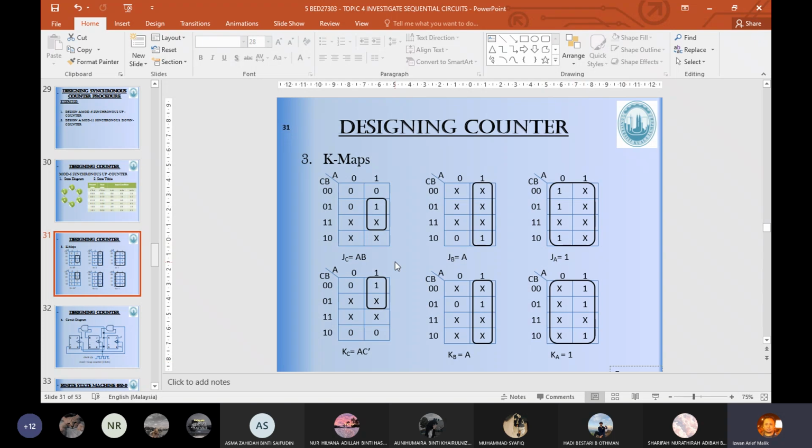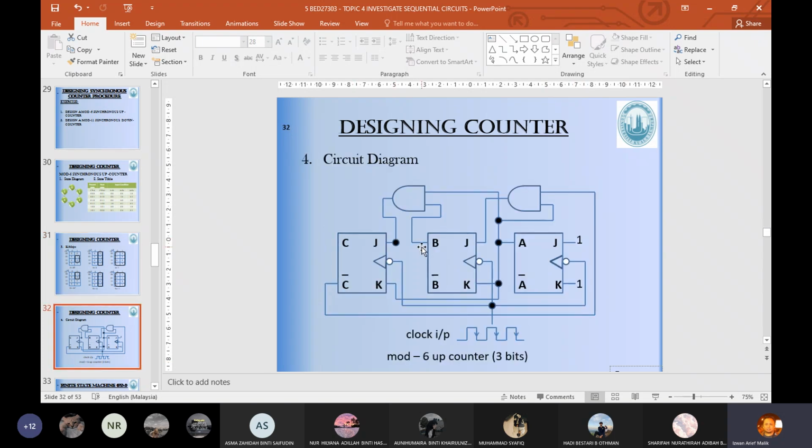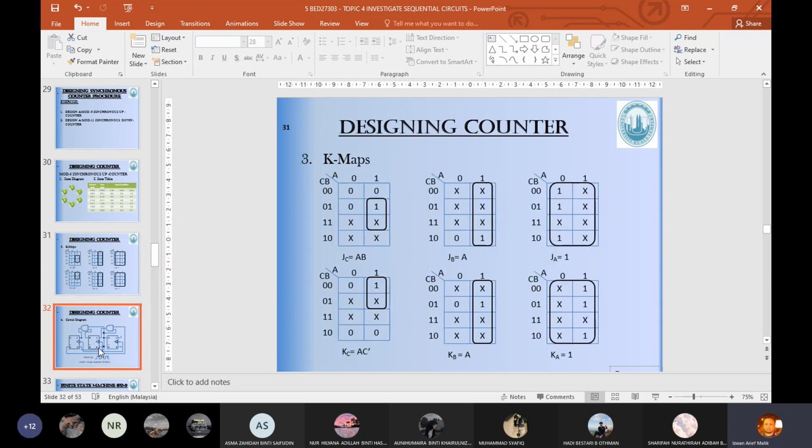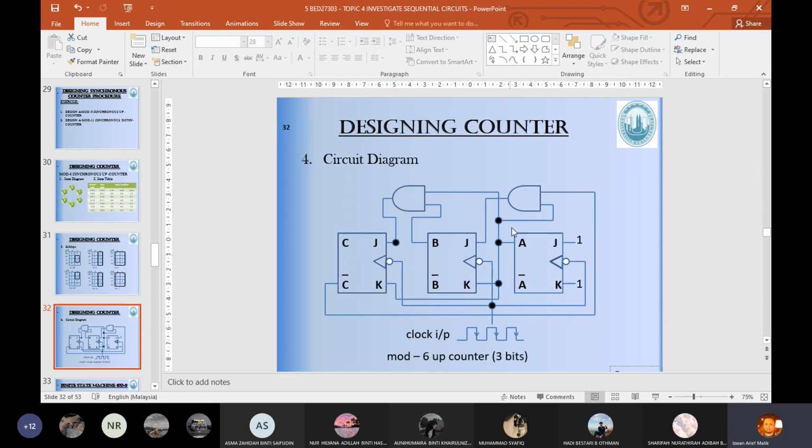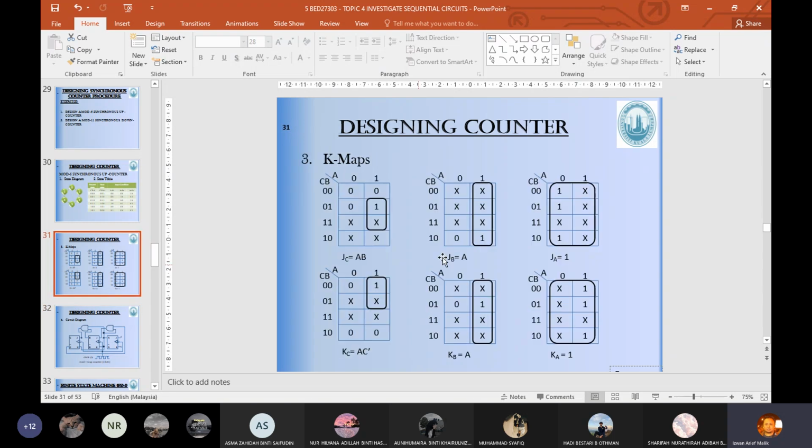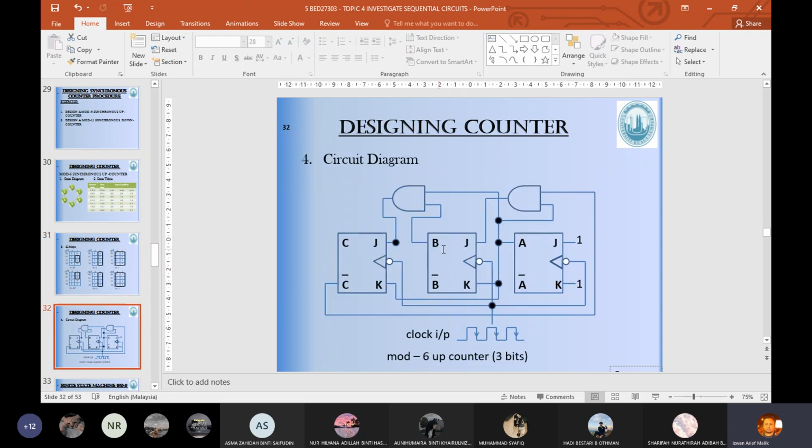So make the connections. JC equals AB. So JC pulls one from B, pulls one from A, into JC. KC is A C bar. So KC comes from this one. This one comes from A, and then this one comes from C bar, into KC. JA, KA are 1. JB, KB, sorry. JB, KB are A. So JB, KB come from A.